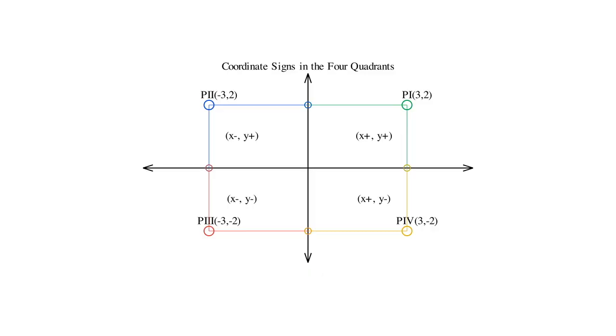The bottom left quadrant is called third quadrant, with both coordinates negative, while the bottom right is called fourth quadrant, with x positive and y negative.